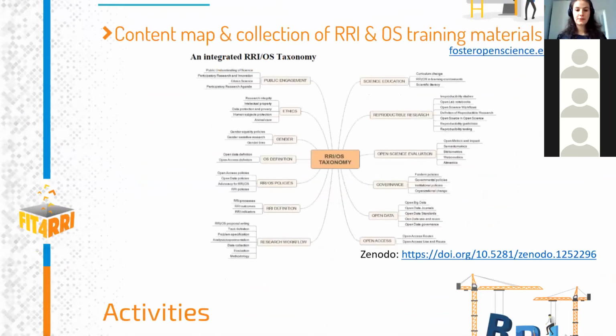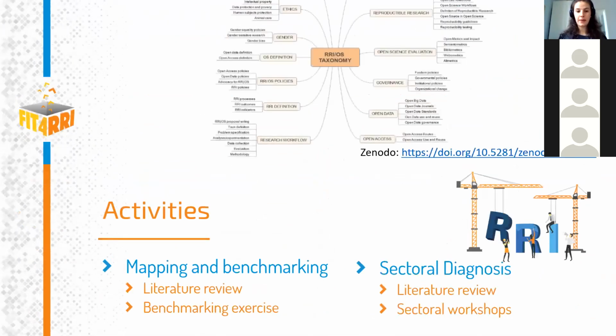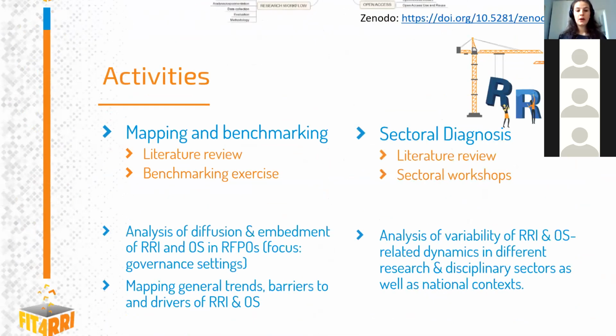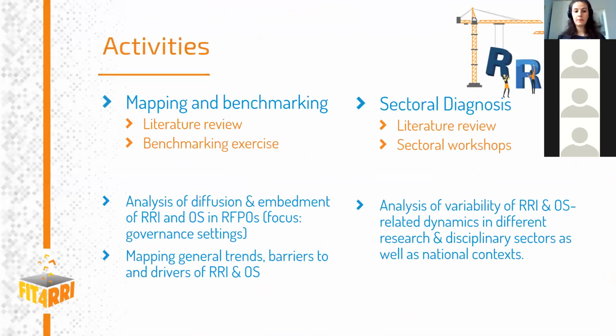The next steps were a mapping and benchmarking exercise. So with the help of a literature review and the benchmarking, we analyzed the diffusion and adaptation of RRI, science and research funding and performing organizations to map these general trends and barriers and drivers. So this is the aspect that Luciano will cover in a few minutes and will talk about in more detail.